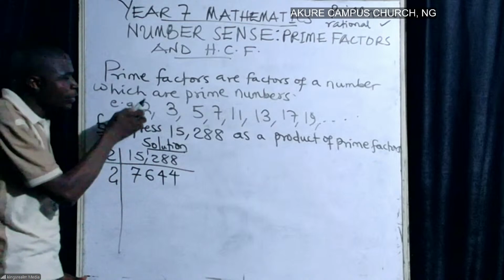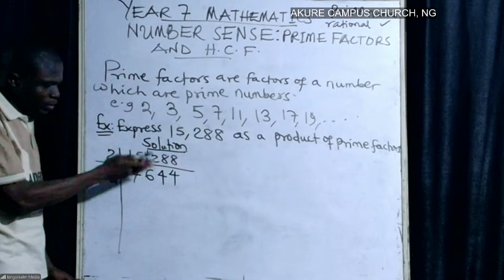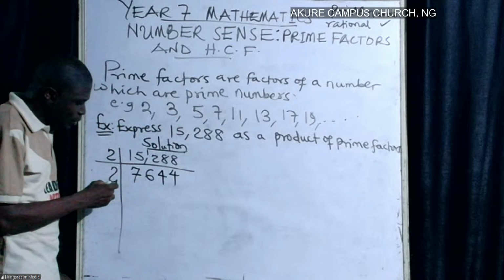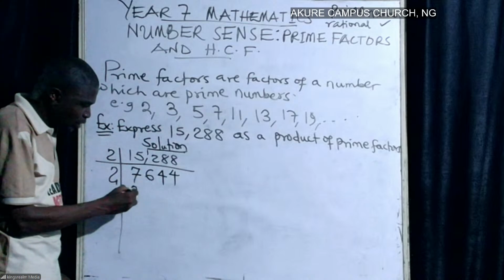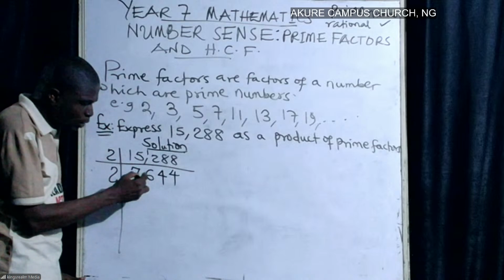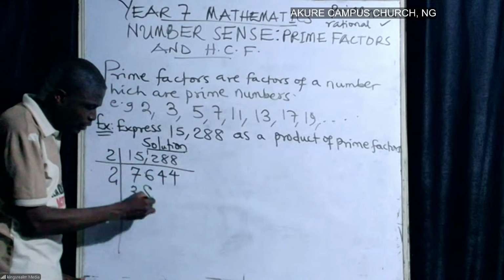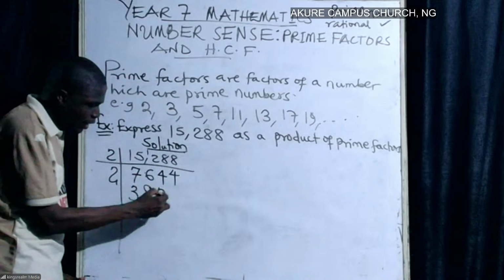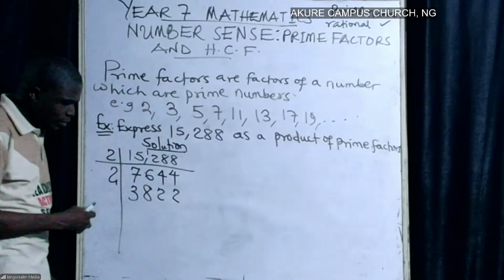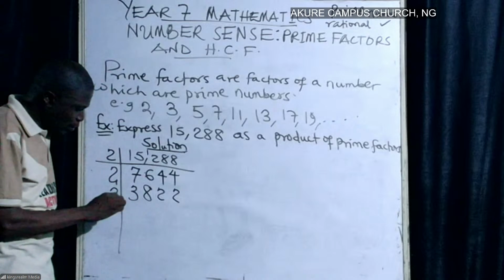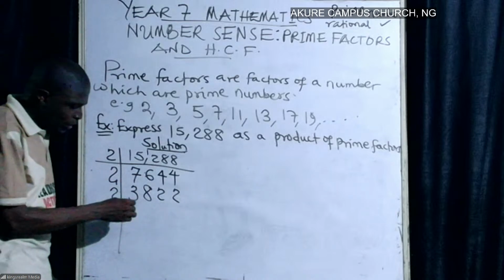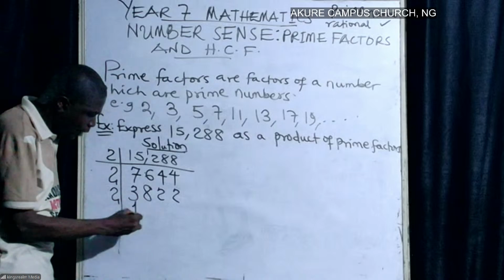So looking at this, 2 can still go in this. We are going to be using all these prime numbers to divide it until it gets to 1. 2 in 7, that will give us 3, remainder 1. 2 in 16, that will give us 8. 2 in 4, that will give us 2. 2 in 4, it will give us 2 again. 2 can still go in it since it ends with an even number. 2 in 3, that will give us 1.